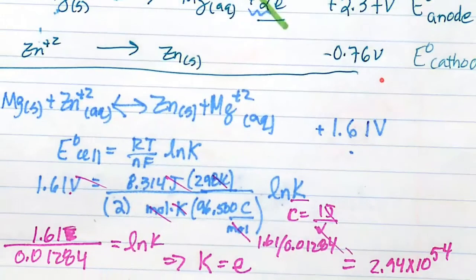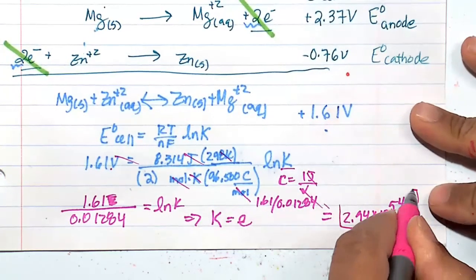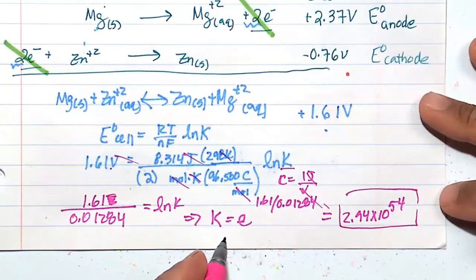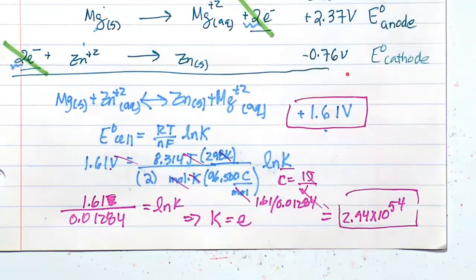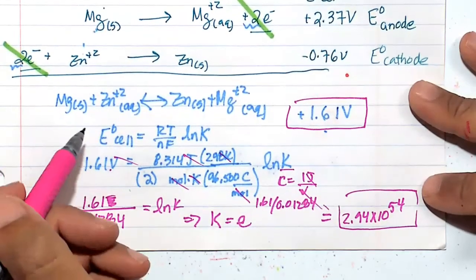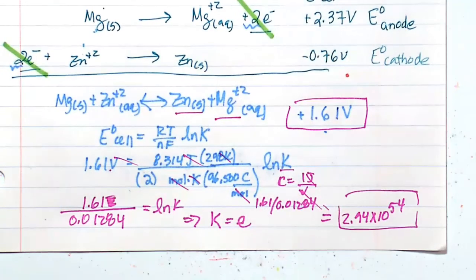Overwhelmingly favoring the product side. Two things corroborate that: number one, the extremely large value of the equilibrium constant, and number two, the positive voltage. All those things are signs that this reaction is heavily favored towards the product side of the redox reaction.